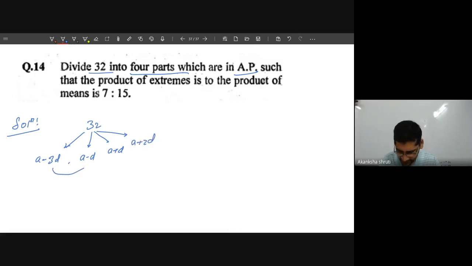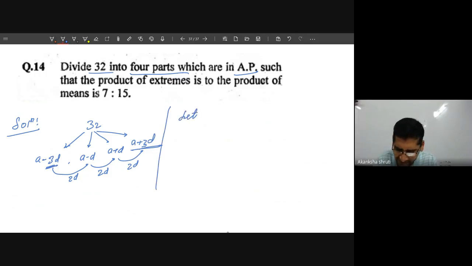Why have I taken this? Because from here to here the difference is 2D. Again here to here the difference is 2D. Here to here the difference is 2D. If you take A minus 2D and A minus D, A plus D and A plus 2D, at that time the middle two have the difference 2D, but the extreme two have the difference D. So that's why we have chosen this 3D. Okay? It is important. So how to do it? Do it.